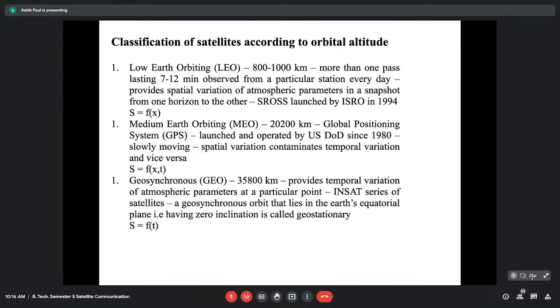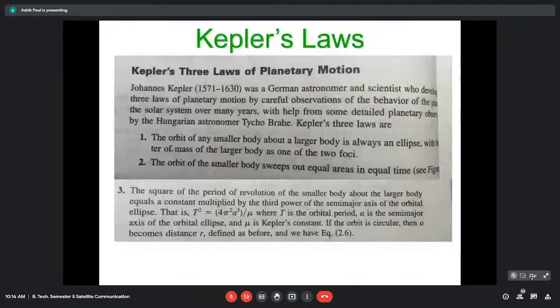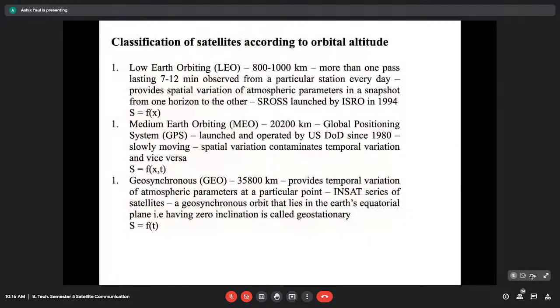Now, having noted the value of the orbital altitude of the low Earth orbiting satellites, could you quickly calculate the orbital period of this kind of satellite, and its corresponding orbital velocity? These are the two important parameters. You know the orbital altitude is say 800 to 1,000 kilometers. So you can take the value of 1,000 kilometers for the ease of calculation.